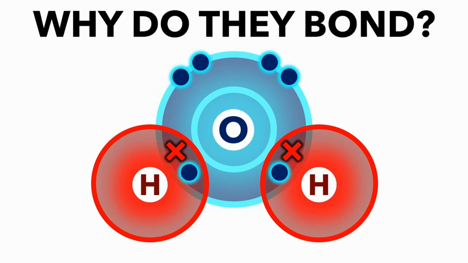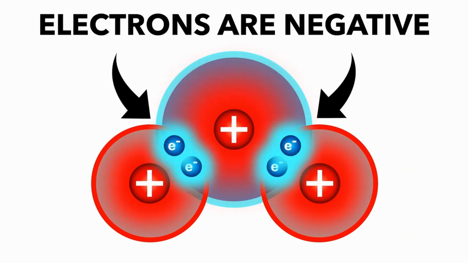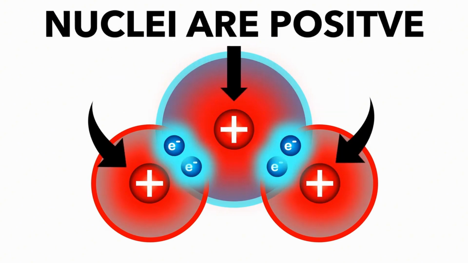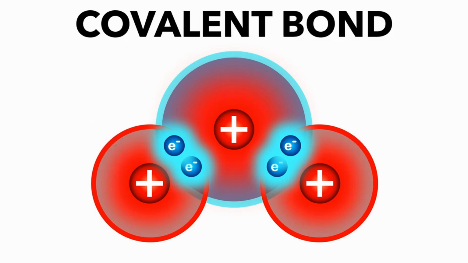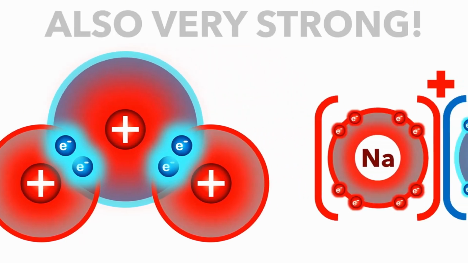So where does the bond come from? Shared pairs of electrons are negative and the nuclei of all atoms are positive. The attraction between them is the covalent bond, and like ionic bonds, they are very strong.